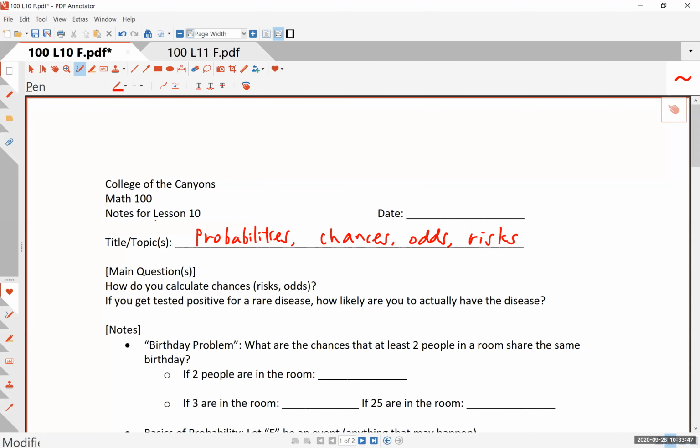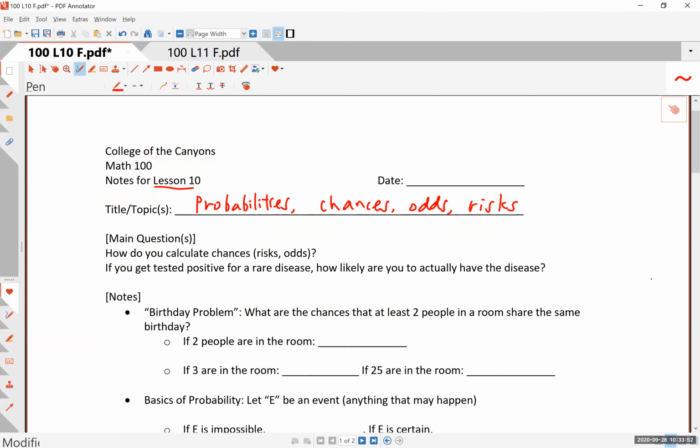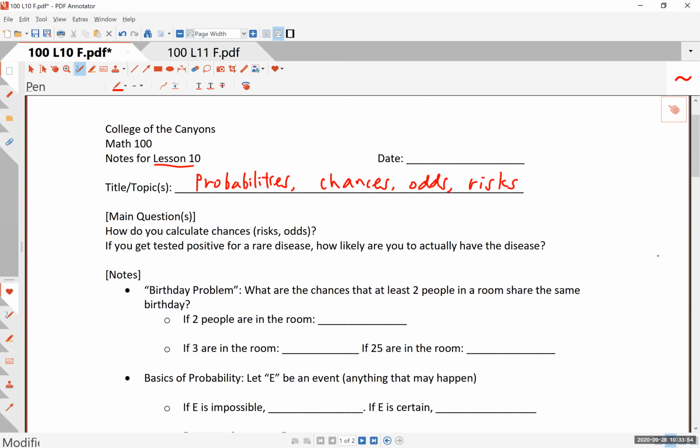Okay, so lesson 10 is about probabilities, chances, odds, and risks. All right, and so I'll be talking more specifically about probabilities. Main questions involve things like how do you calculate chances, right? And by the way, we live by chances every single day.